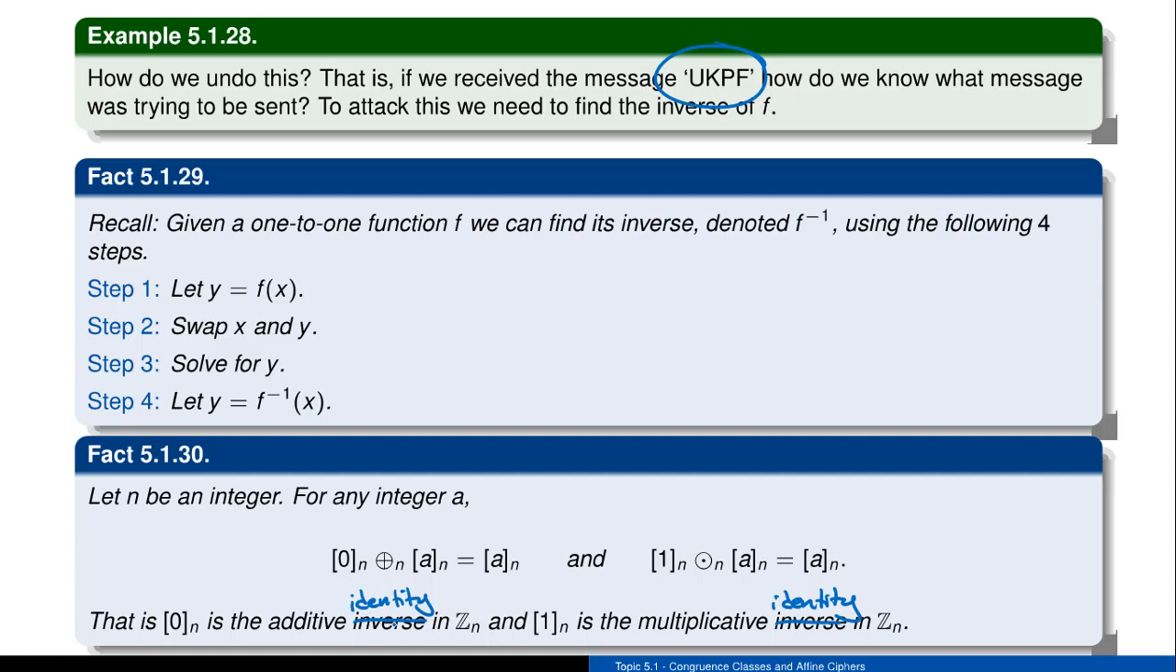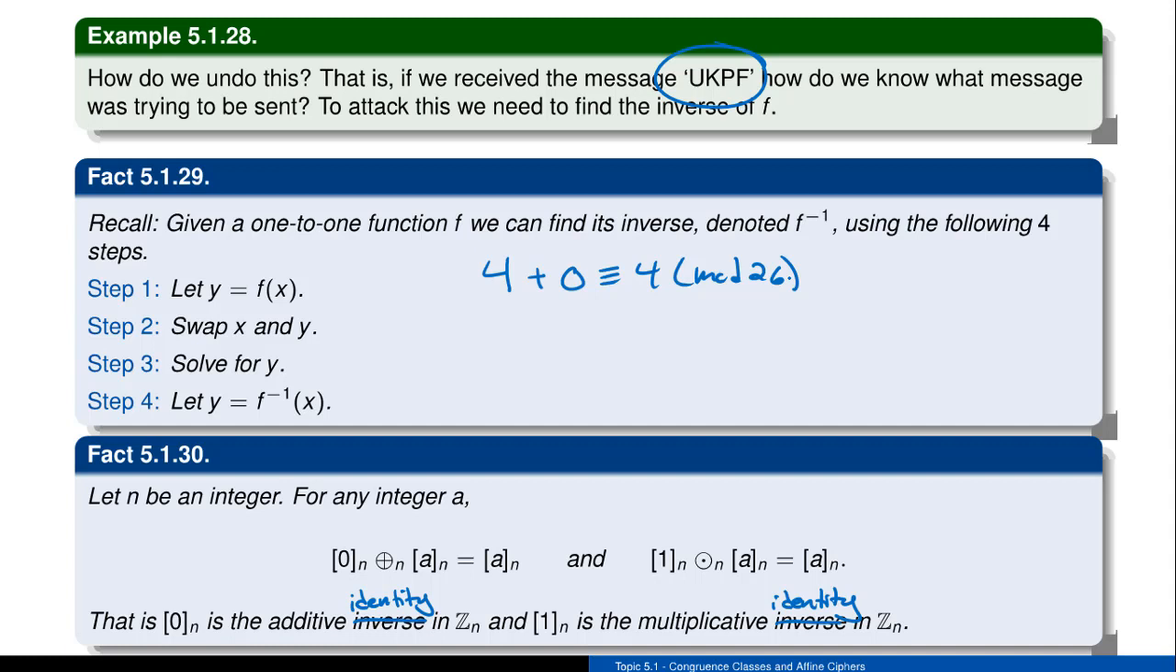The word here is the idea of an identity. An identity in the world of mathematics is something that does essentially nothing. If I take, let's say, a 4, and add it to a 0, that does absolutely nothing in the world of mod 26. 4 plus 0 is 4. So that 0 is referred to as the additive identity. I can add this thing and it does more or less nothing.